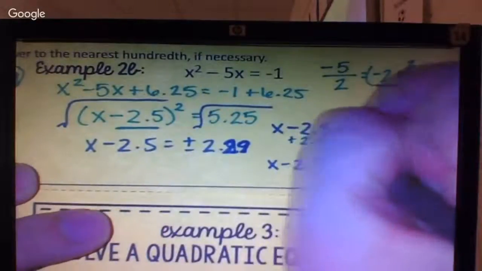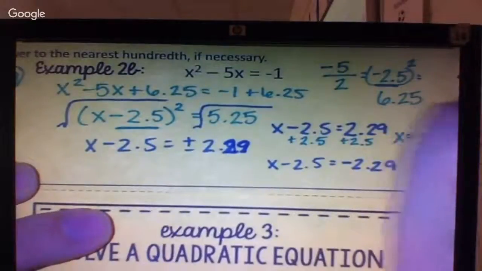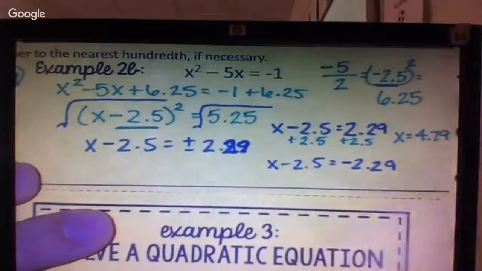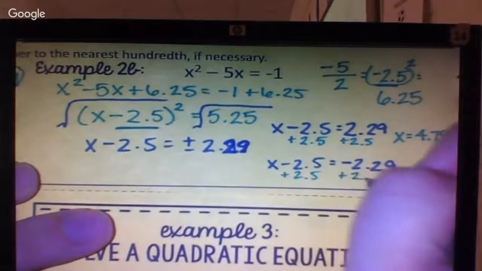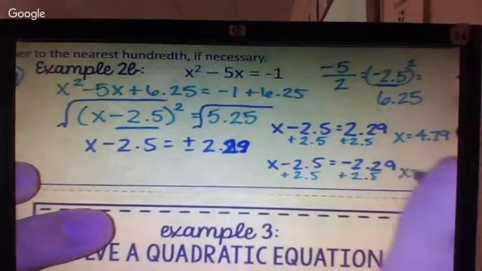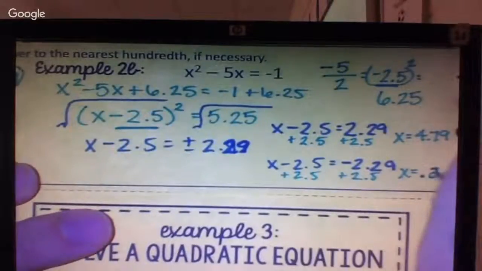You add 2.5 to both sides, and you get x equals 4.79. And you add 2.5 here, and you get x equals, it's going to be positive 0.21. Sorry, my bad.